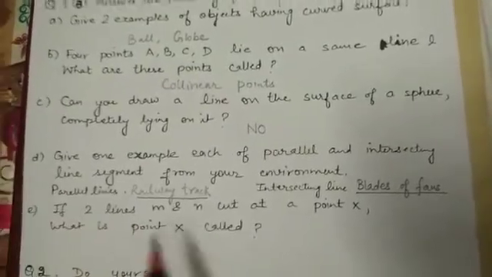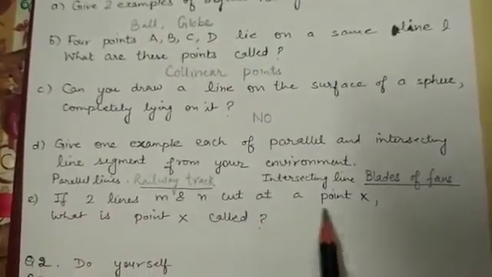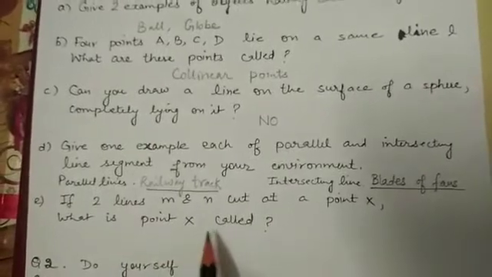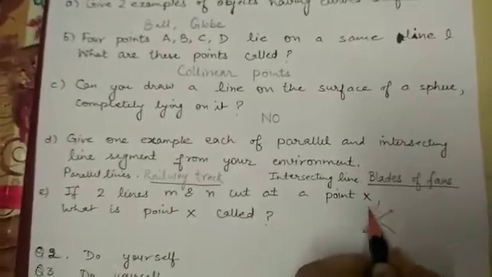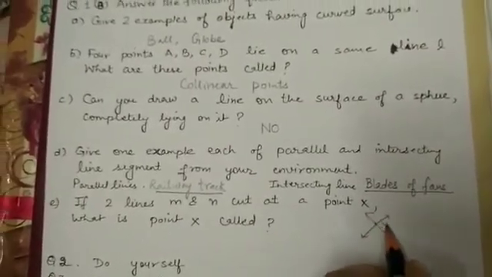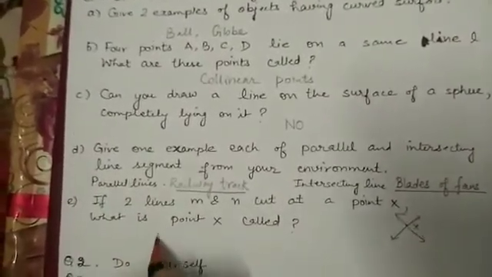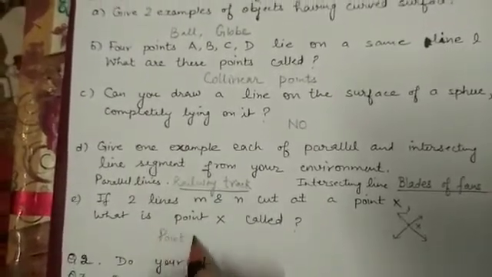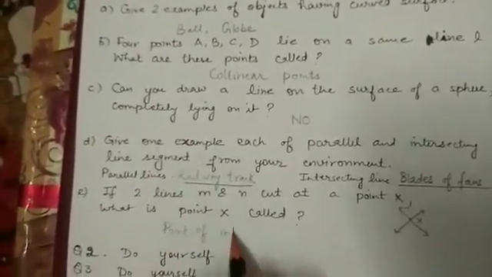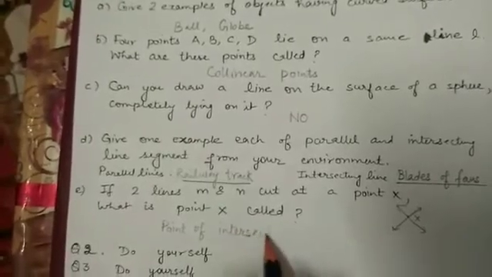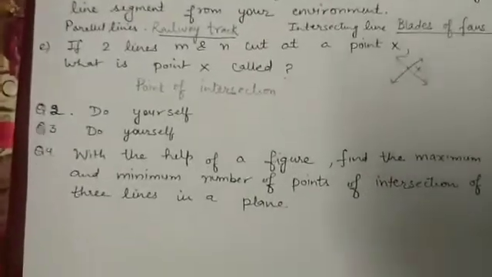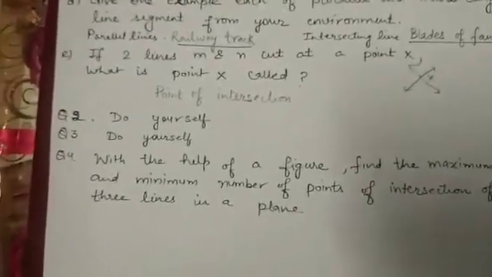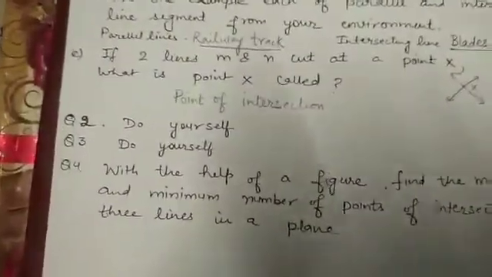If two lines M and N cut at a point X, what is point X called? If two lines are there, suppose they are cutting at point X, then what is point X known as? Point of intersection. Now question number 2 and 3 are simple questions you will do yourself. I am discussing question number 4.